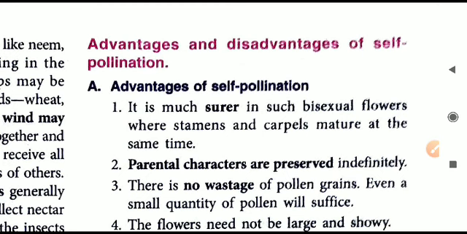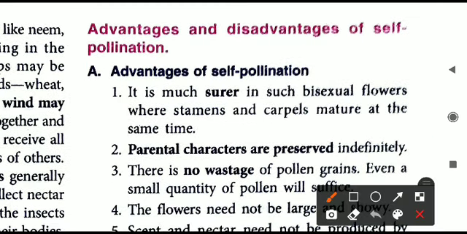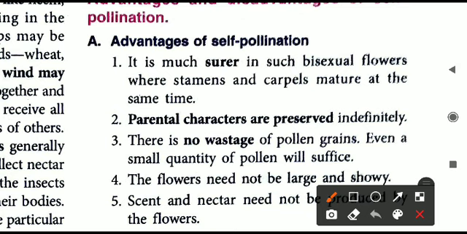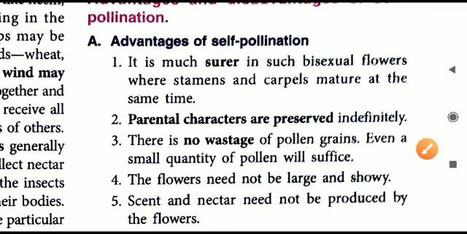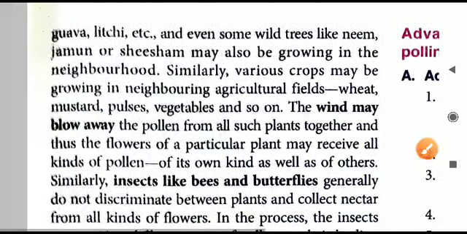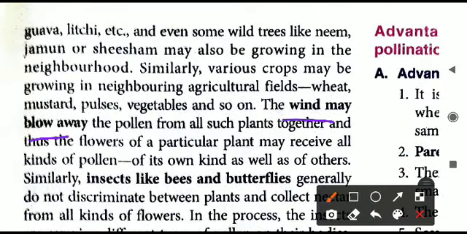Now we'll move to the next point. Regarding self pollination, we have advantages as well as disadvantages. Everything has its plus and minus points. Let us see the advantages first. So first advantage is that pollination is sure to take place in case of self pollination, because there is a very low chance of the pollen grains getting wasted. As I have already told you earlier, if the wind is blowing and pollen grains are moving here and there, they may land somewhere, they may even simply go waste.